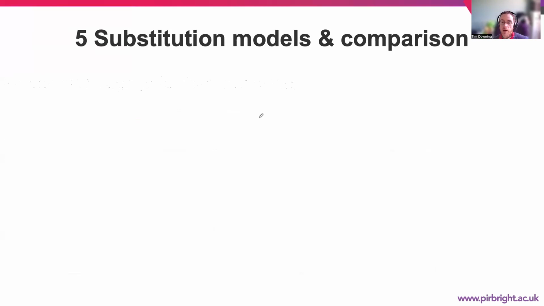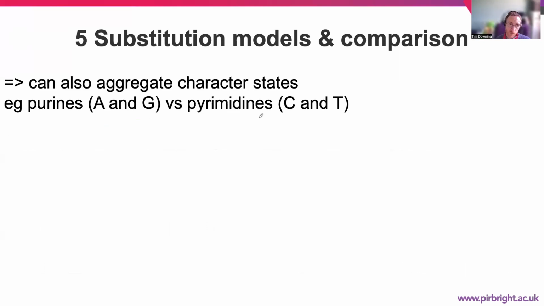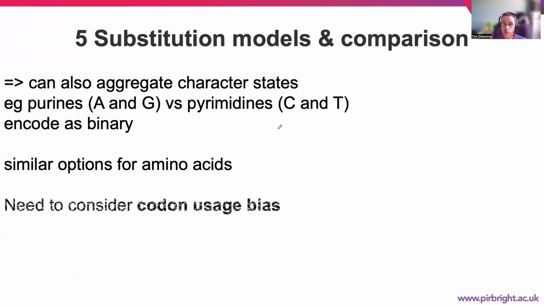We can also aggregate different character states. So we can compare, say, rates for purines and pyrimidines, and encode these as binary characters, and do similar for amino acids that have similar properties. However, with that, we also have to consider codon usage bias, which will affect the rates there. And therefore, if that codon usage varies across the different samples in the same phylogeny, we have to consider how that might affect the rates of change observed in the tree.